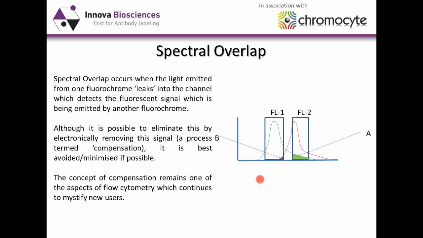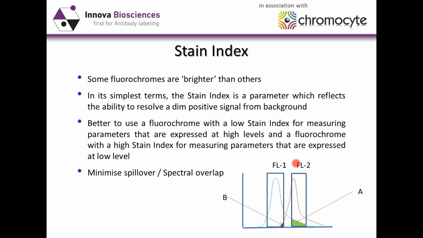Here we can see some of this emitted light being detected in this particular area. So this would be provided as a positive signal, which is not correct. With the instruments these days, it is possible to eliminate this by electronically removing the signal, and this is the process termed compensation. But really you want to try and minimize this spectral overlap by the appropriate choice of fluorochromes in your particular experiment. And again, we will be coming back to this later on.